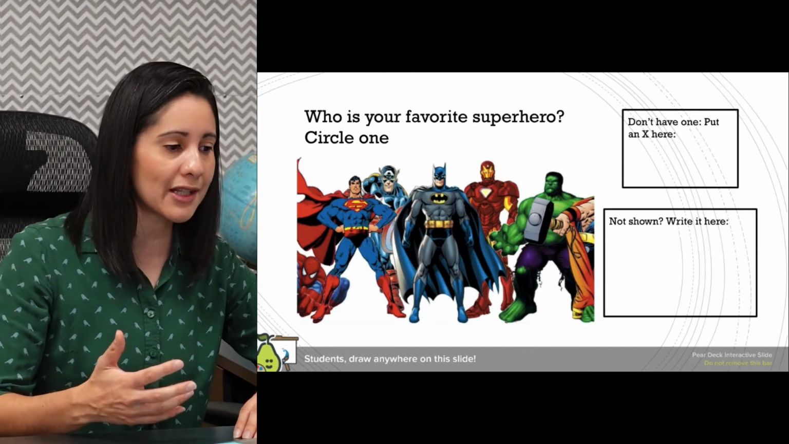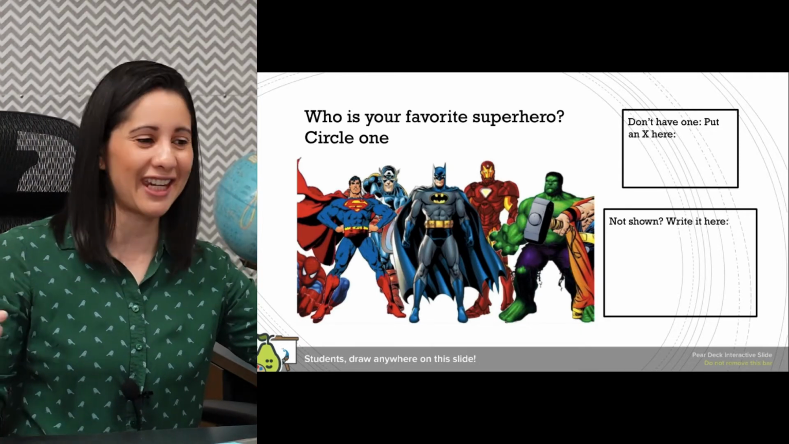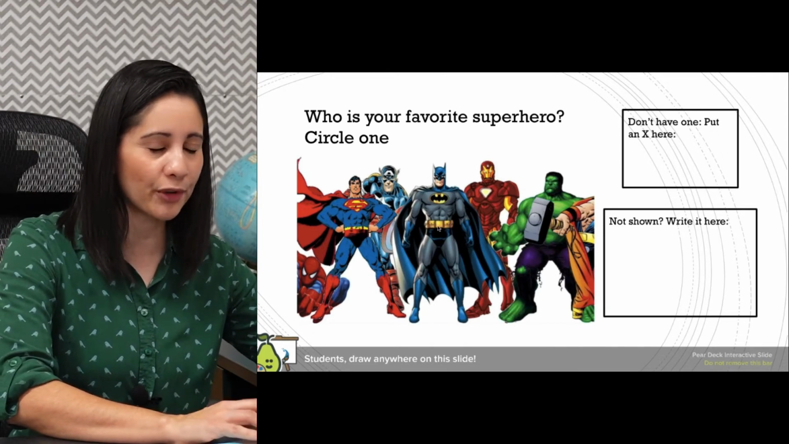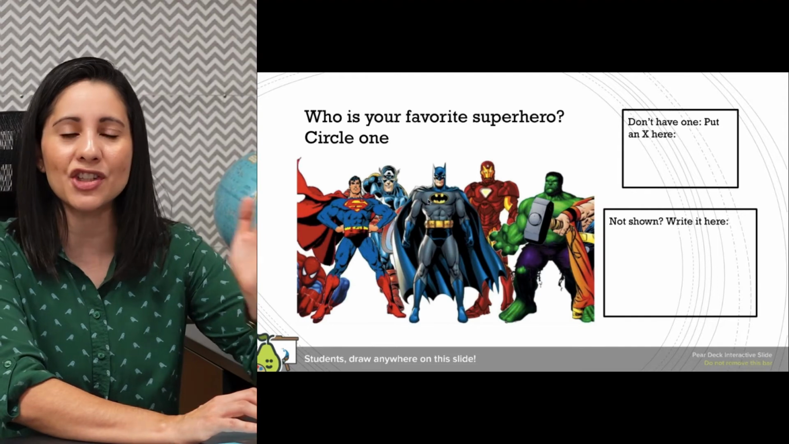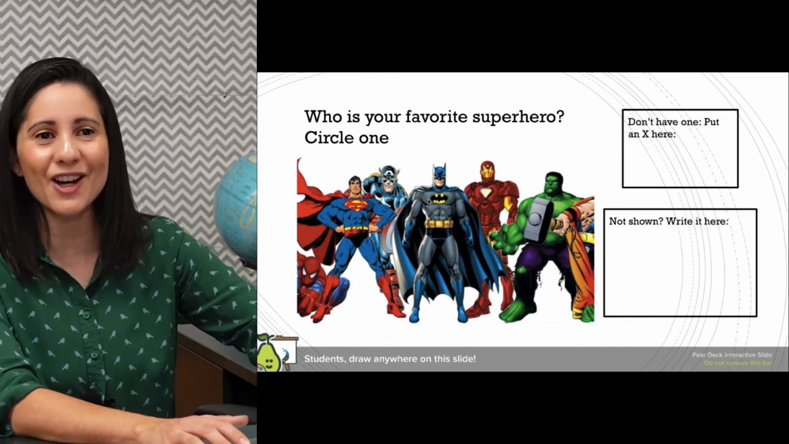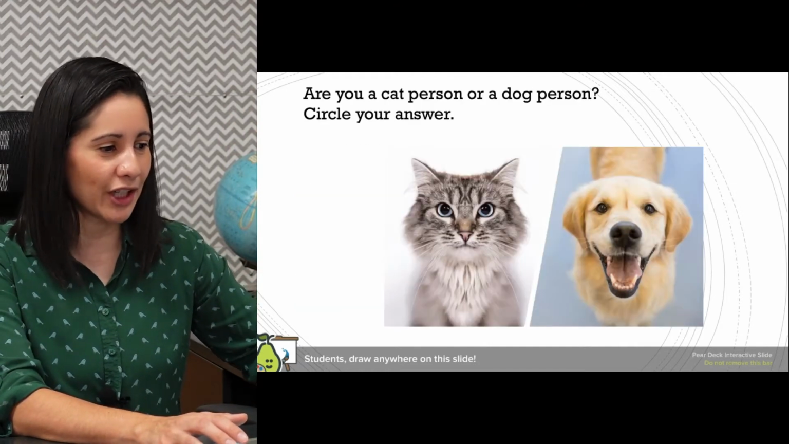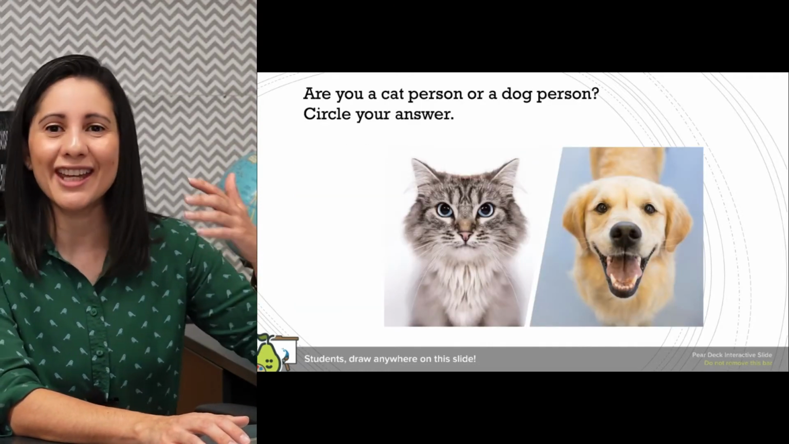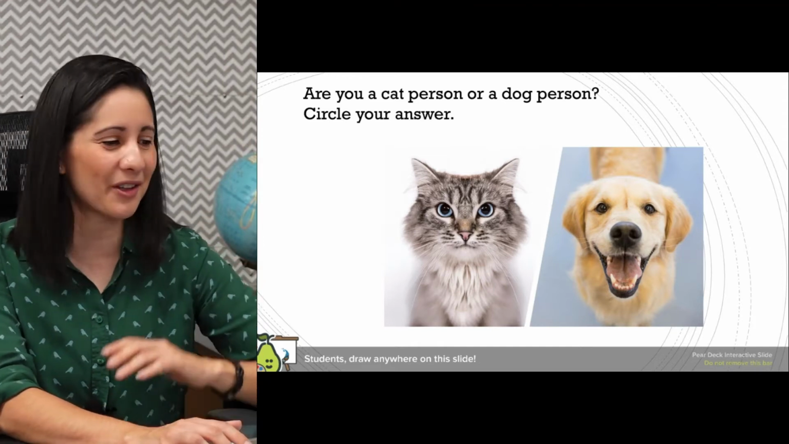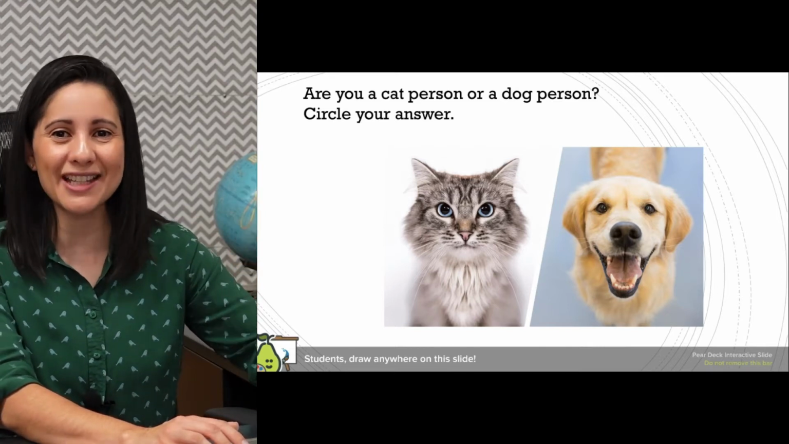So here on this slide, you would want to start with something fun, right? Something to engage them. So the students would literally circle their superhero, and then you can see each individual student's answer. And you can talk about what students decided on, and then just make it fun. This one, are you a cat or a dog person? Students are going to be excited to share about whether they're a cat or a dog person, what pets they like. That's going to boost engagement.